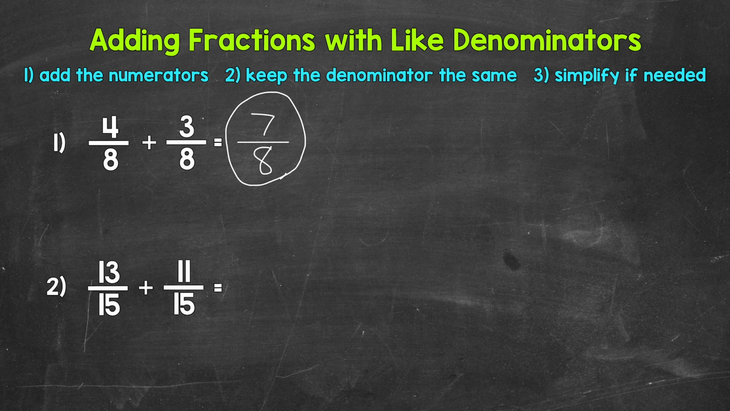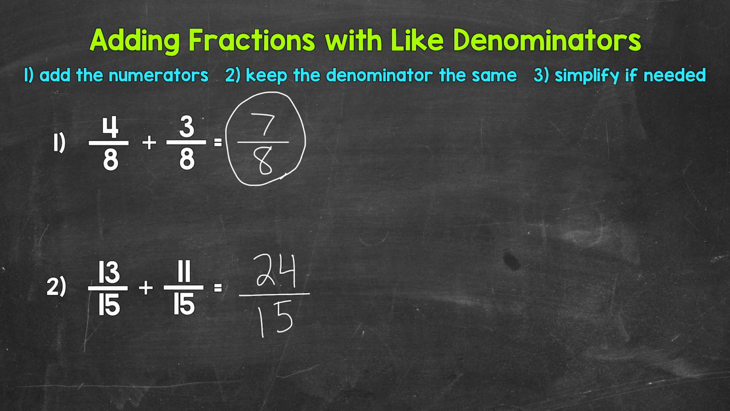Moving on to number 2, we have 13/15 plus 11/15. So we have that like denominator of 15, that same denominator of 15. And since we have like denominators, we can go ahead and add the numerators. 13 plus 11 gives us 24. And then we keep that denominator of 15 the same. So we end up with 24/15.